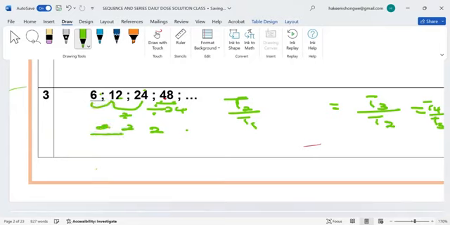Now the ratio is constant. If the ratio is constant, then it makes it geometric. It's not geometric if the ratio is not constant. So we can only have a geometric sequence if the ratio is constant.